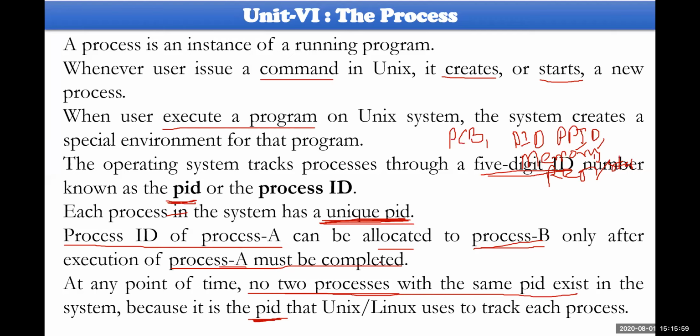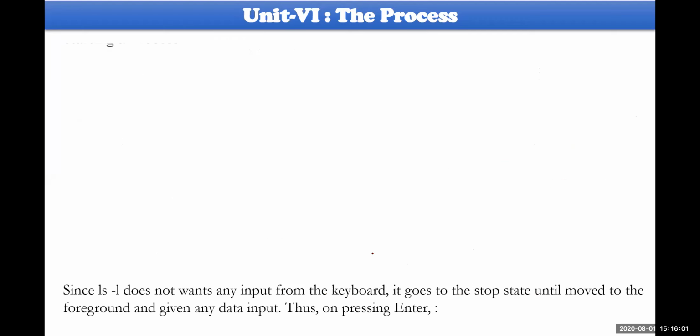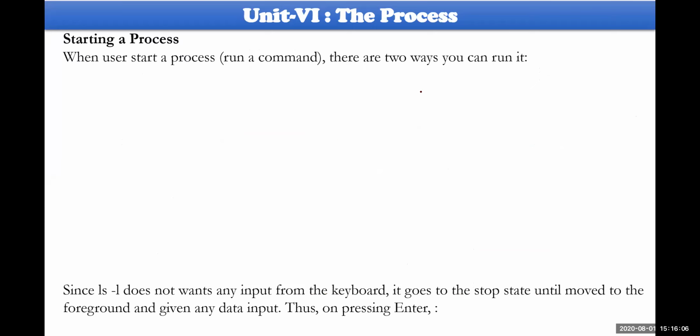Okay, then starting a particular process: how will a particular process be started? There are two ways to start a particular process. One is a foreground process, and the second one is a background process. There are two different types of processes: foreground process and background process. What is the basic difference between these two?